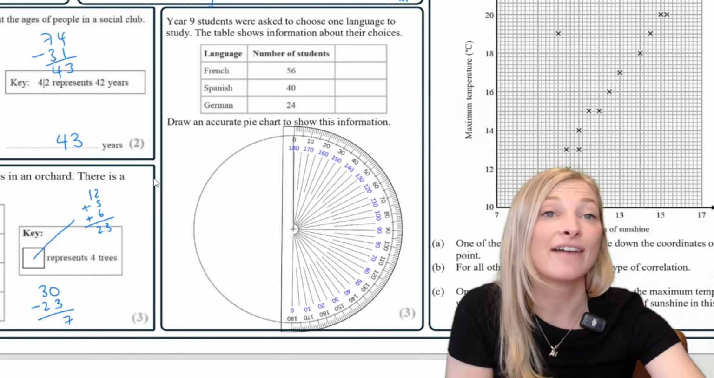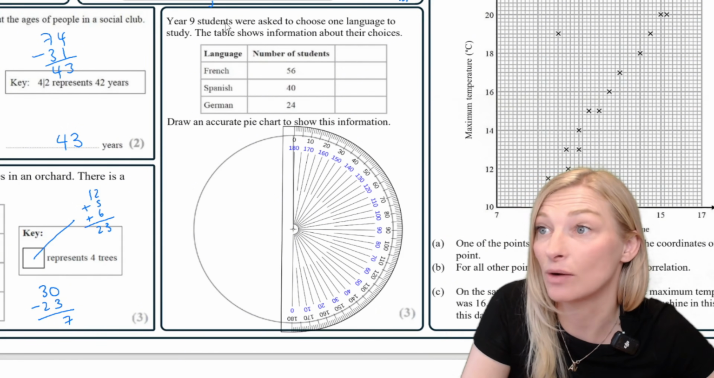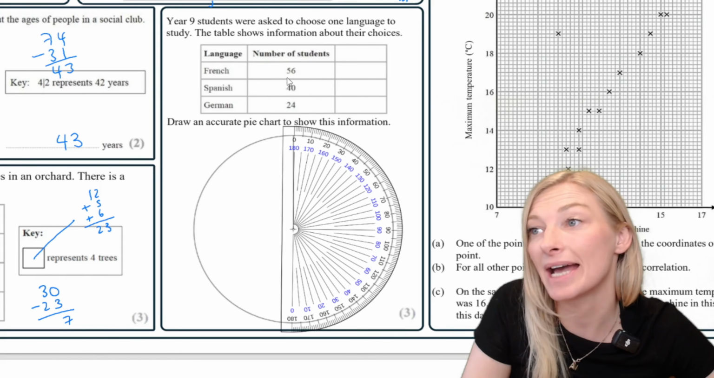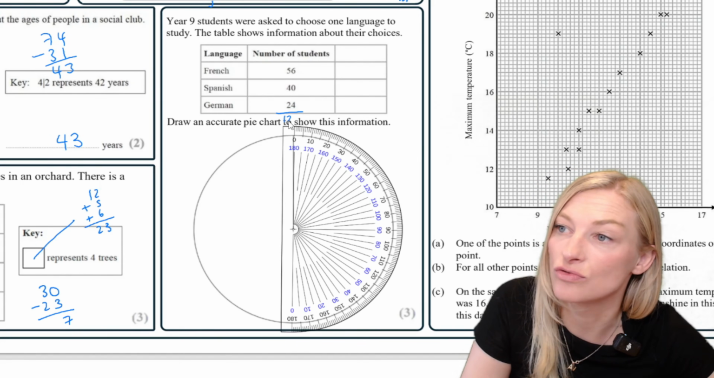Then again, we have our pie chart, and the first thing we're going to do here is add it all up. So what is it out of? And if we do 56, add on 40, that's 96, and then add on 24, we get 120.